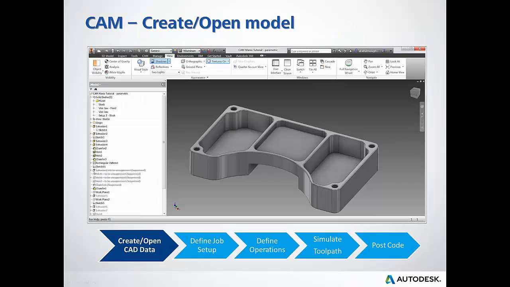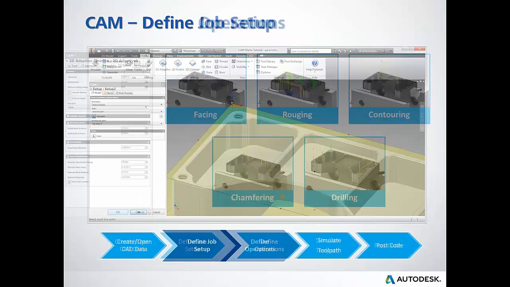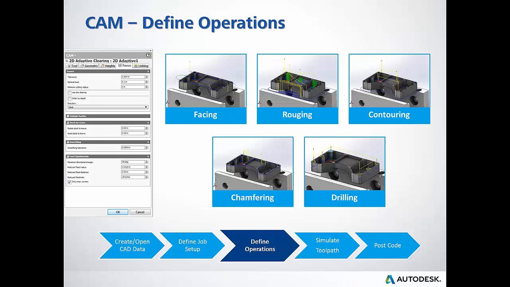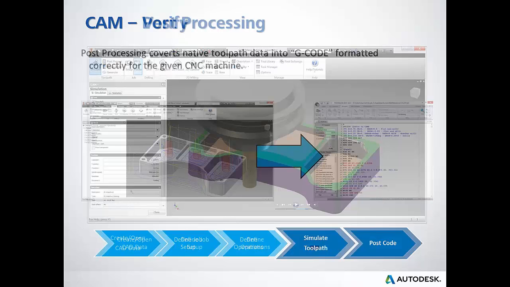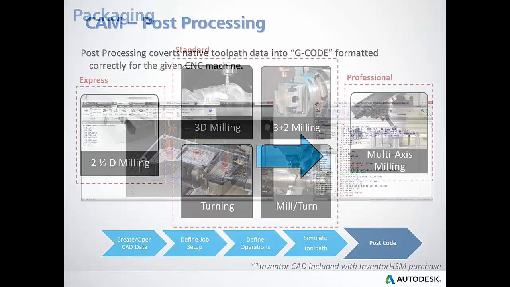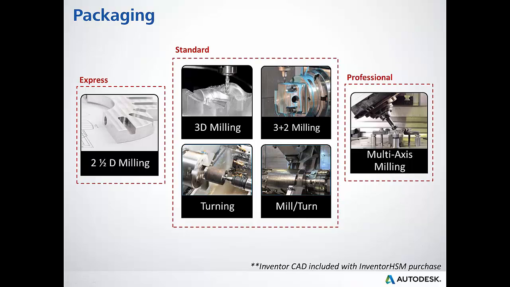I won't spend much time here, but just so you get a visual, this is the workflow. You get your CAD data, you define your job setup and your operations, and then you can simulate your toolpaths and post your code. It is that simple. We have 3 flavors of it. As you know, there's the free version, for 2.5D operations. If 90% of your workload is 2.5D, get started on Express, but definitely take a look at 3D toolpaths for 2D parts. You're going to improve your profitability tremendously by using those strategies.